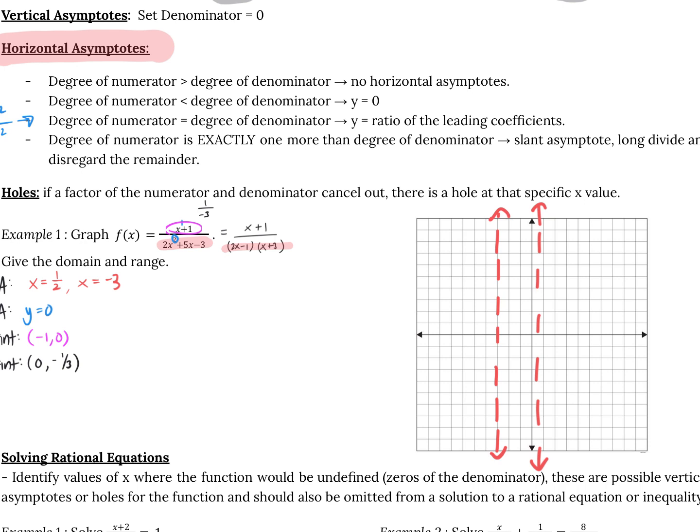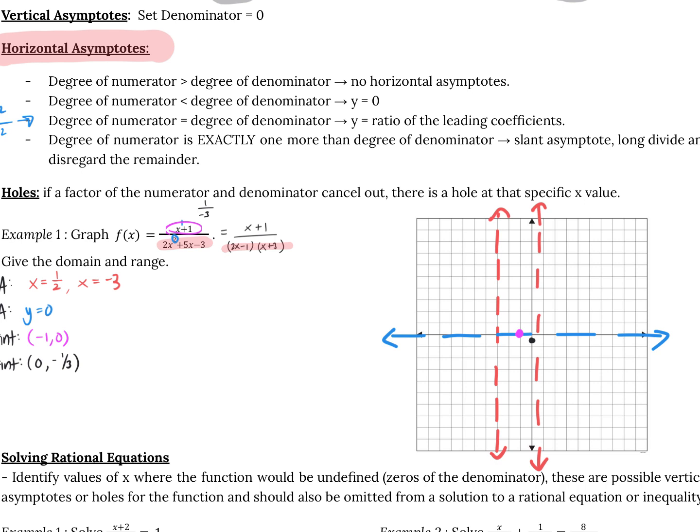And then my horizontal asymptote is at y = 0. And then I can plot those 2 points of my x-intercept and my y-intercept. Okay. One other thing to remember about vertical asymptotes and horizontal asymptotes: horizontal asymptotes, sorry, that's wrong. Rewind. Vertical asymptotes we cannot cross, okay? Horizontal asymptotes you can sometimes cross.